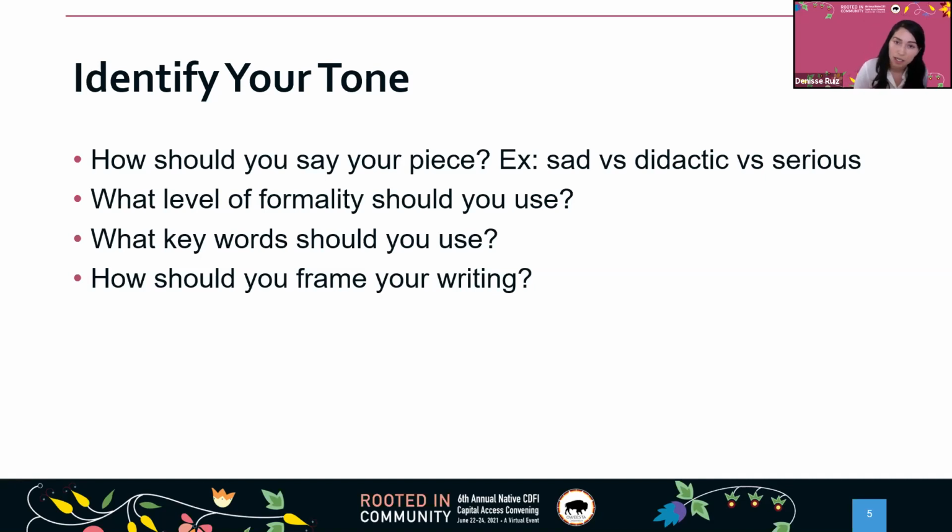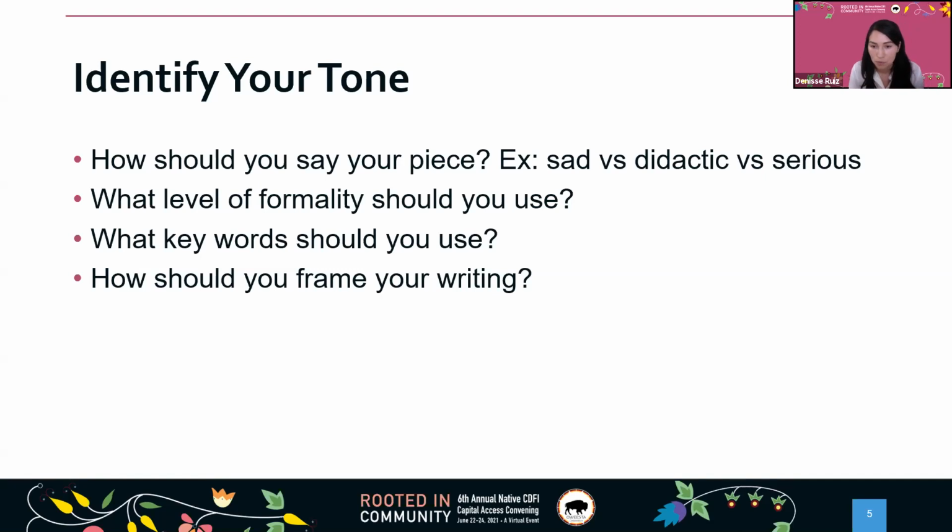So again, tying back to your audience, if this is a research paper, you do want to be a little bit more formal, versus social media, where you can be more informal. What are keywords you should be using? So going back to, what are the adjectives that you can intersperse throughout?